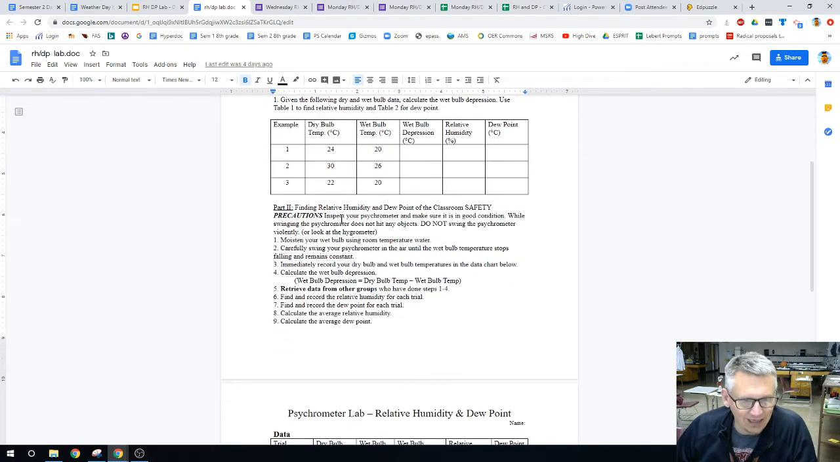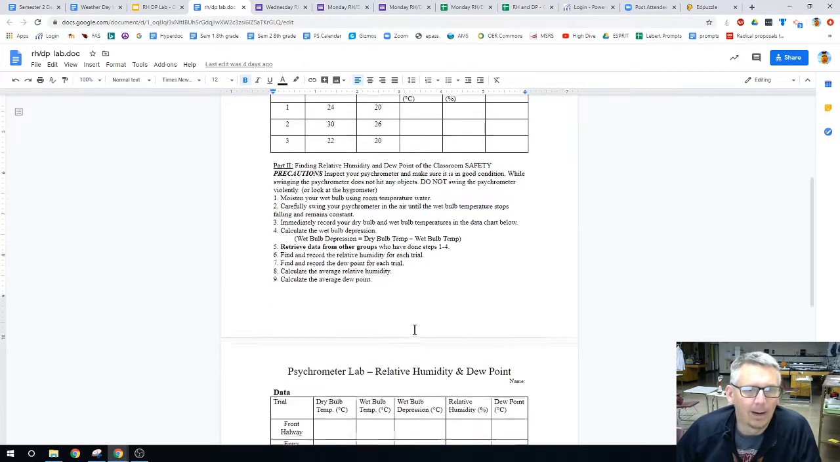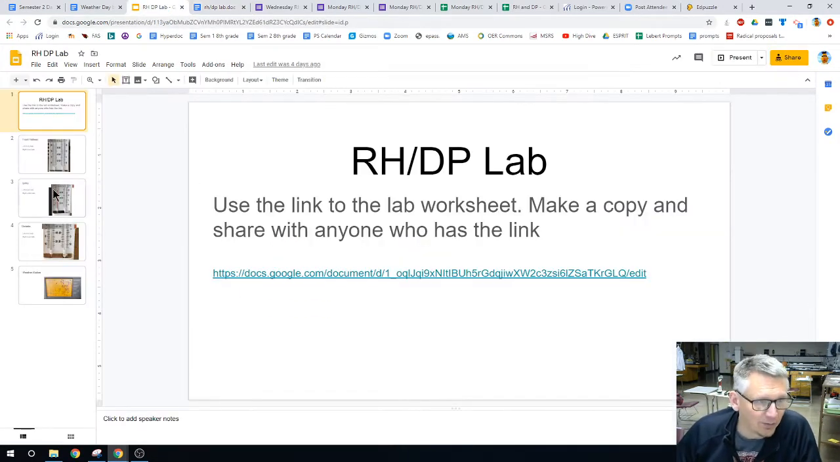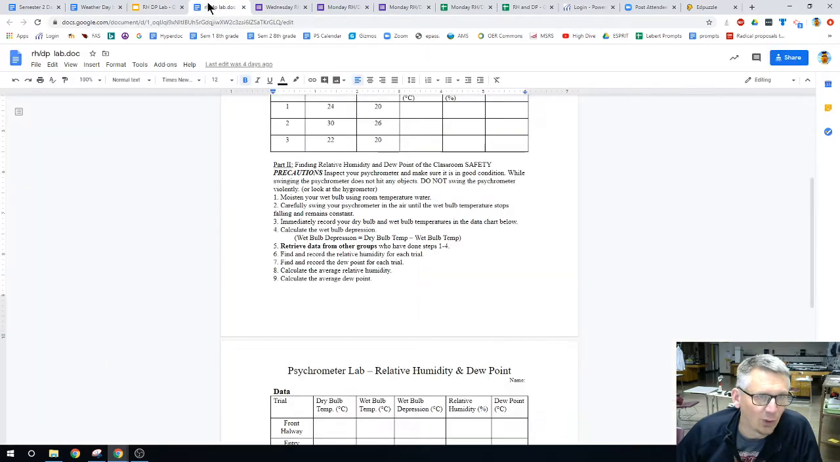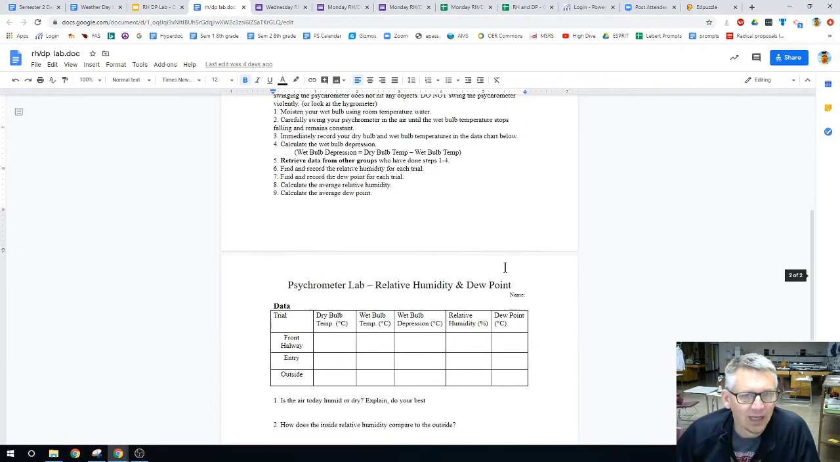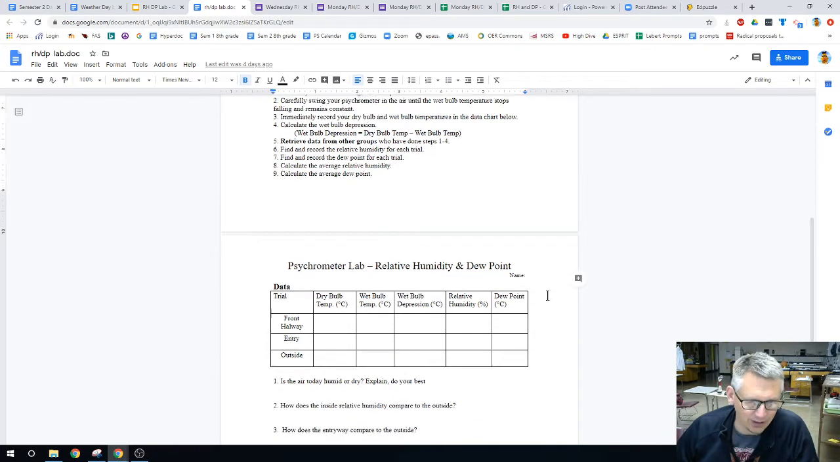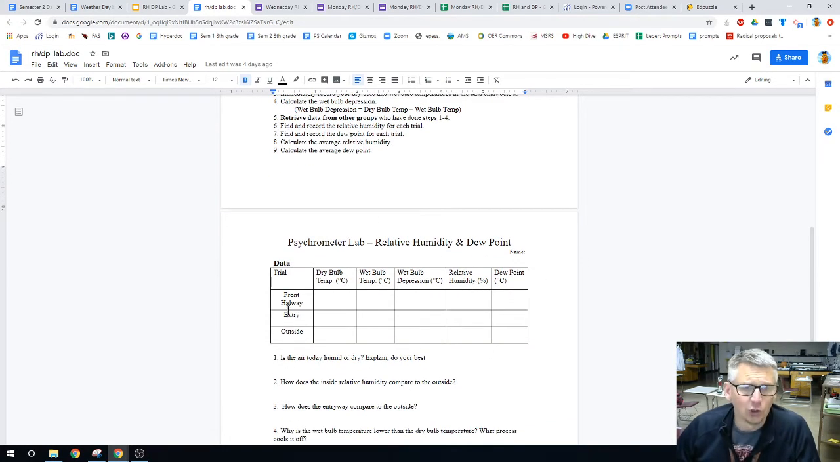And then it takes you through how you would find it if you were going to be using the sling psychrometer or the hygrometer. But I have taken pictures of them so that you can see that, and I'll point that out a little bit later. And we're not getting data from other groups. We're just going to take the data that we got. So the front hallway, the entry, and the outside: dry bulb, wet bulb, depression, relative humidity, and dew point.